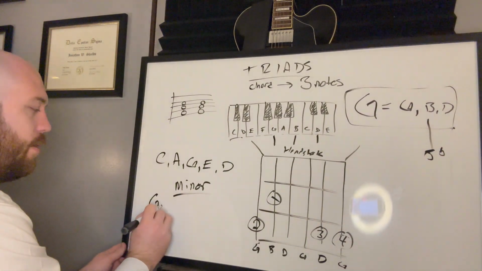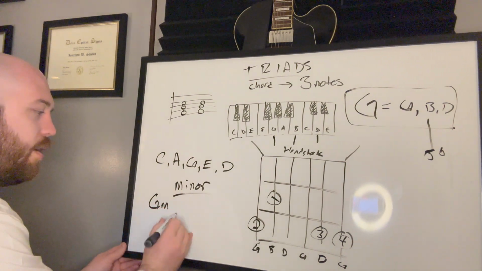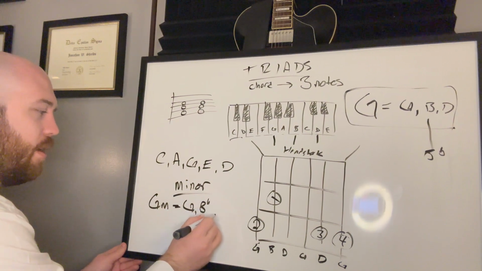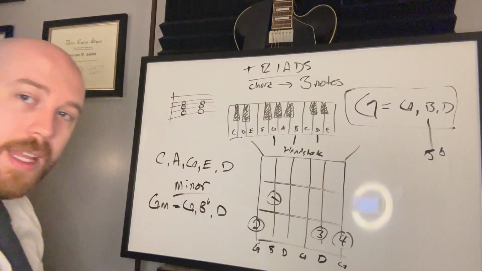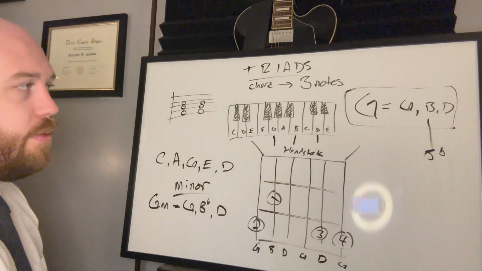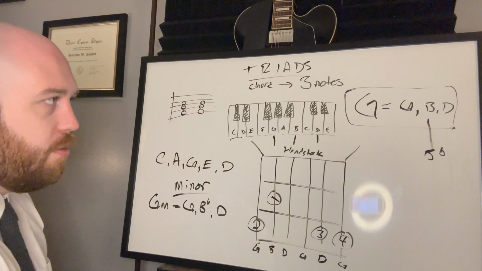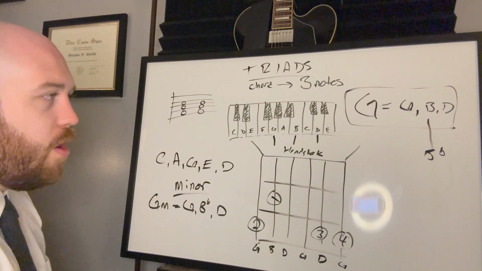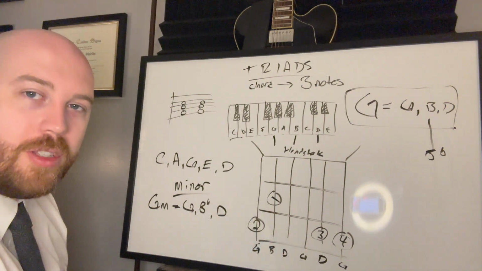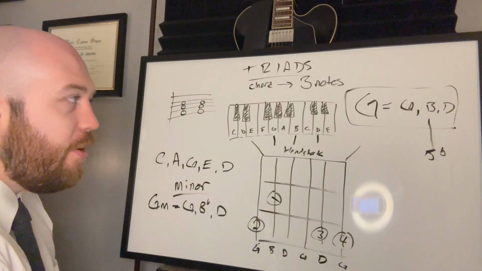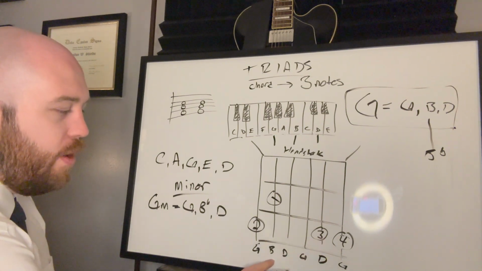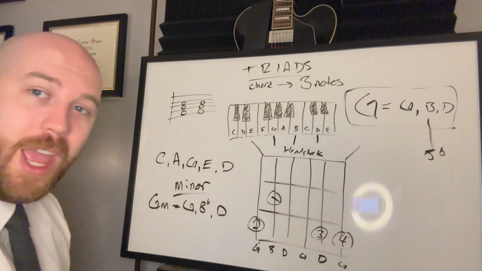So a G minor, notice the little M here, is G, B flat, D. That's the only thing that changes between the major and the minor chords in terms of basic triads. Okay, that's all we're dealing with here. Okay, so let's say you don't know how to play a G minor chord on your guitar. Well, now you know the notes you're playing, especially if you play it this way, because you only have 1 B in the chord, and that's the only thing that changed.